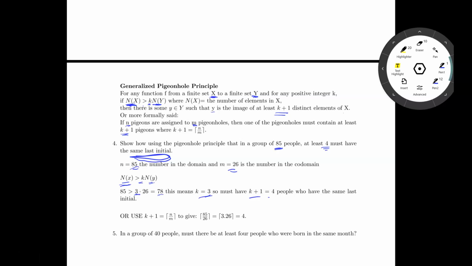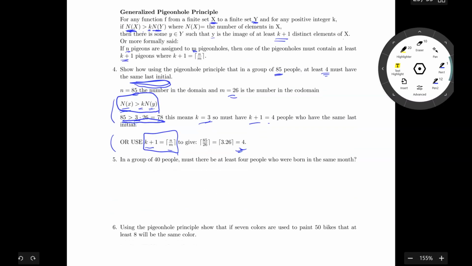I want you to know how to use both of these, because we're going to incorporate both of them many times. So if k plus 1 is the ceiling of n over m, 85 over 26 is 3.26. So the ceiling is 4, and that's k plus 1. This way, we compare the numbers to get what k is equal to, or use this to get k plus 1.